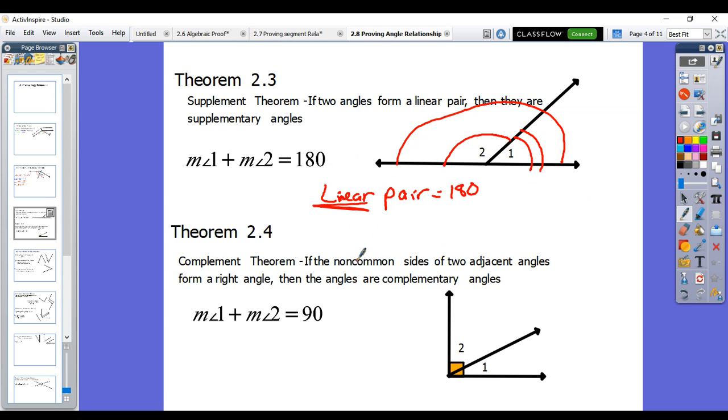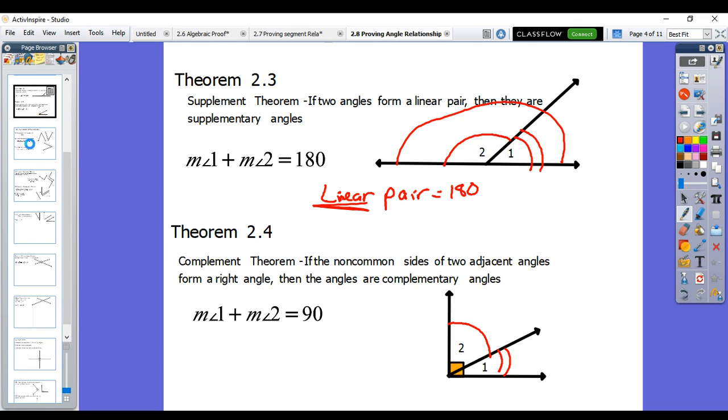Now the complement theorem says that two angles in a right angle are complementary because together they form that right angle. So same idea as supplement. We know that they exist in a certain boundary.